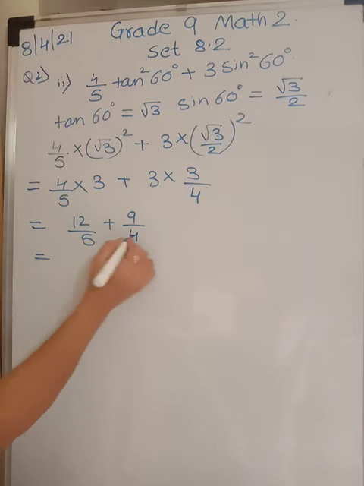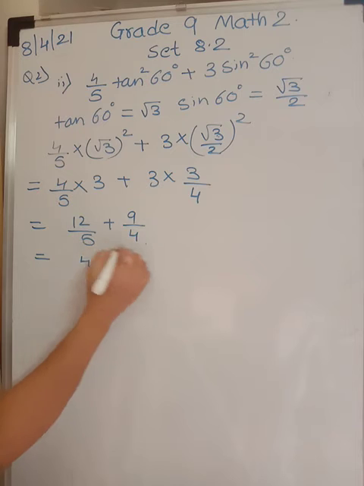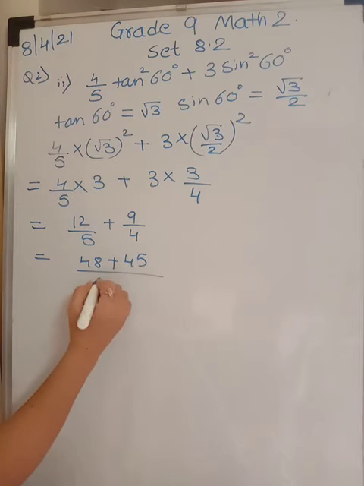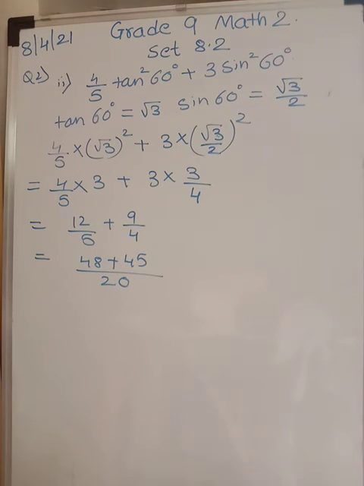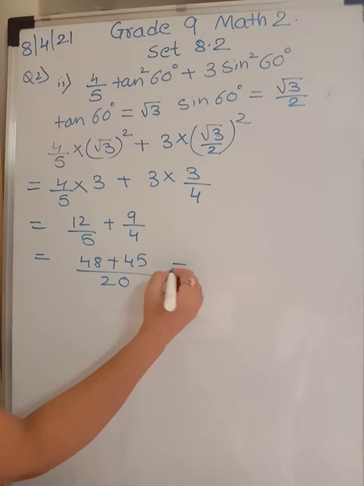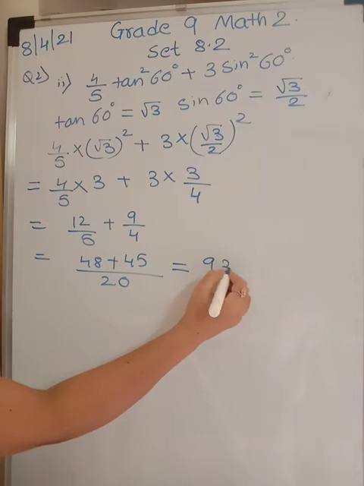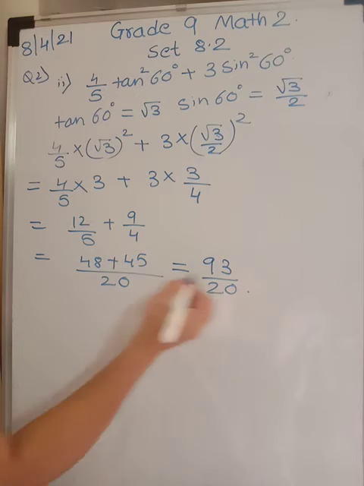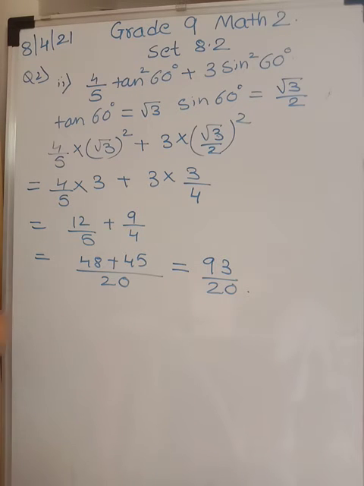Now cross multiply. 12 4s are 48 plus 5 9s are 45. 5 4s are 20. Okay. Now if you add up this, you get 93 upon 20. That's all. Alright. Let's go for third also quickly.